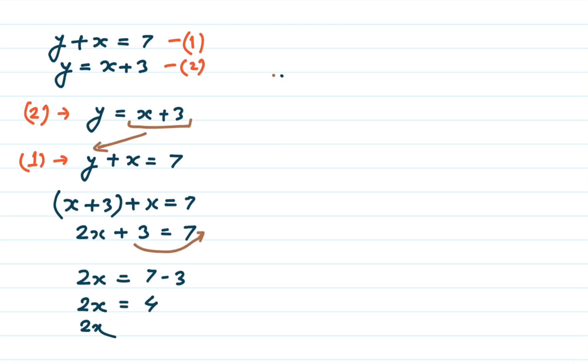You divide both sides by 2, which cancels 2 and 2 and gives you x is equal to 2. This x is equal to 2 is the first answer of x.